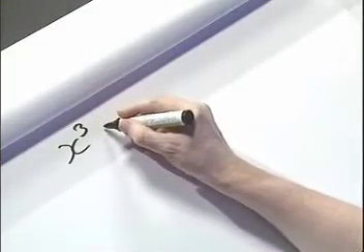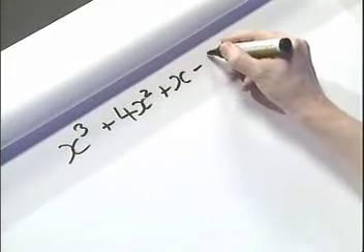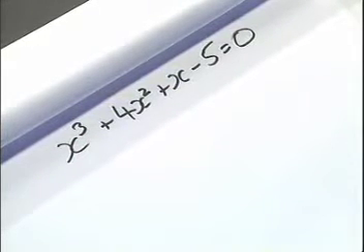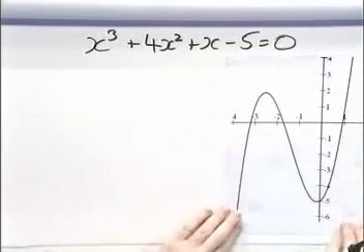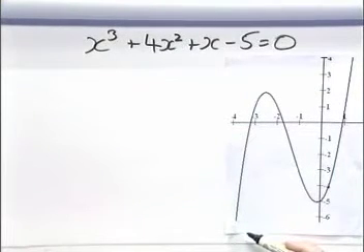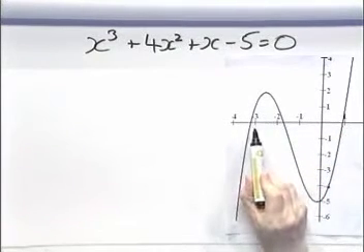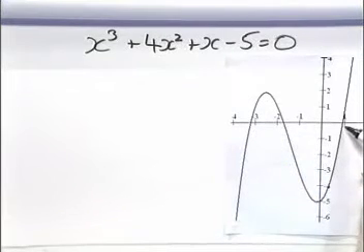Let's look at the equation x cubed plus 4x squared plus x minus 5 equals 0. Now this equation won't yield a factor by any of the methods that I've discussed, so it's time to draw a graph. And this is the graph of y equals x cubed plus 4x squared plus x minus 5. It crosses the x-axis at 3 places, one near x equals minus 3, one near x equals minus 2, and one near x equals 1.